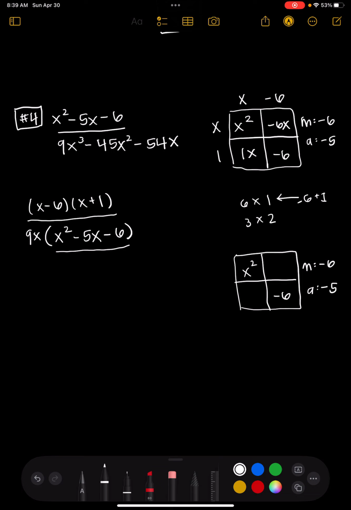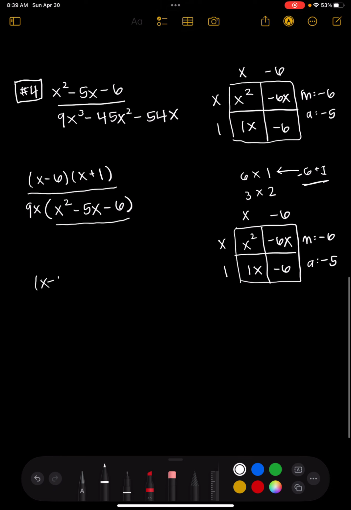So I want to find two numbers that multiply to be -6 and add to be -5. Once again, -6 and +1, because -6 times 1 is -6, and -6 plus 1 is -5. So we're going to do -6x in one box, 1x in another box, and then again, because it's the same box method, it'll look the same on the outside as well, which means that I can rewrite this entire equation as x minus 6, x plus 1 on the top, and then on the bottom we have 9x, but then I'm going to rewrite the x squared minus 5x minus 6 that was on the bottom as x minus 6, x plus 1. All right, so this is in the factored form.